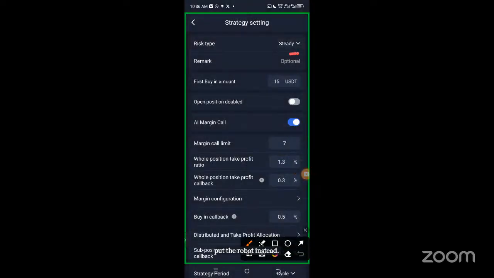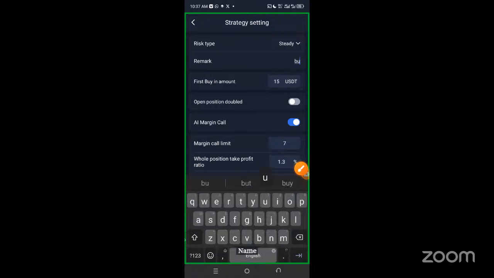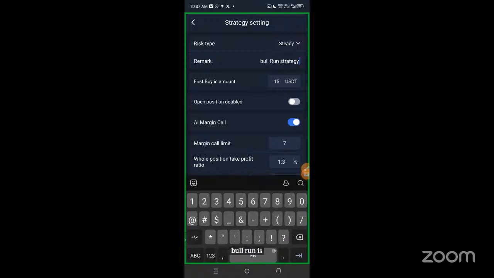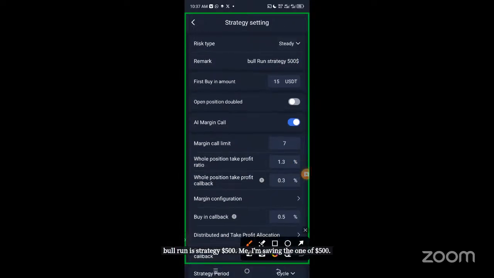Then come on optional. Click on optional. Name the strategy. The strategy is bull run. I'm saving the one of $500. First buy-in amount means the amount of money you are commanding your robot to go with in the market.